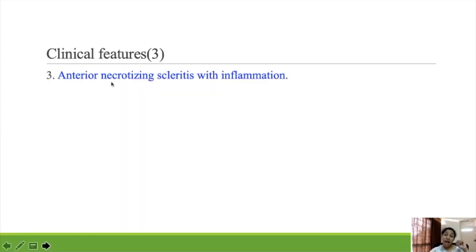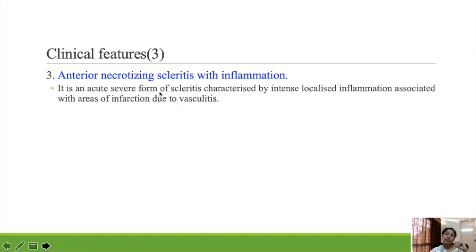Next comes anterior necrotizing scleritis with inflammation. Here necrosis is also there and inflammation is also there. So it is an acute severe form of scleritis and it is characterized by intense localized inflammation associated with areas of infarctions due to vasculitis. There will be localized intense inflammation and it is associated with areas of infarctions due to vasculitis.